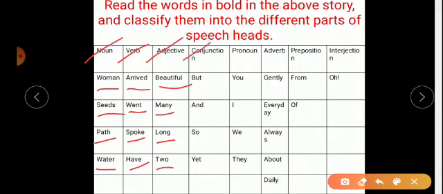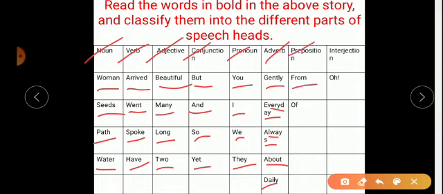Next, conjunction. But, and, so, at. Pronoun. You, I, we, they. Next one is adverb. Gently, every day, always, about, daily. Preposition. From, of. Next one, last one, interjection. Oh.